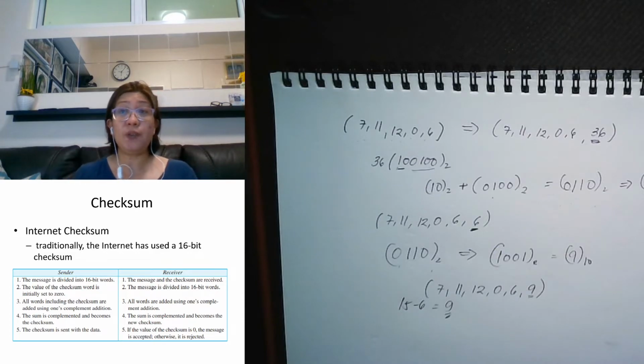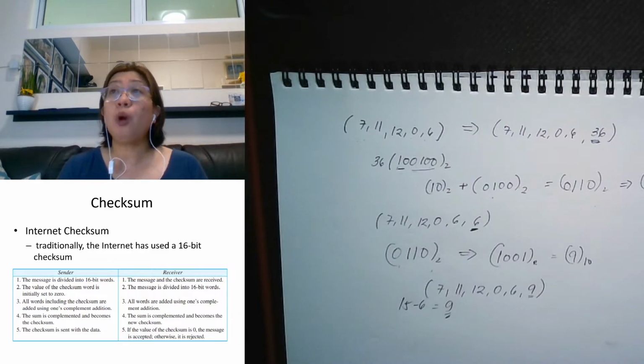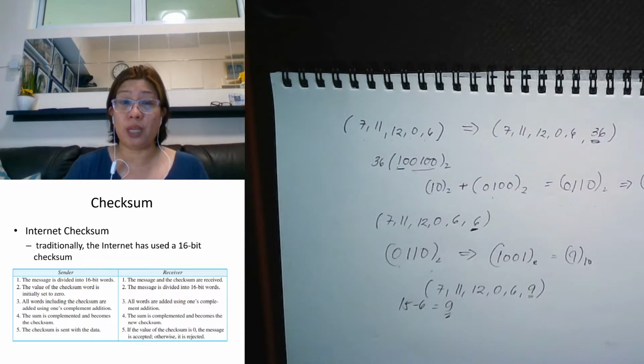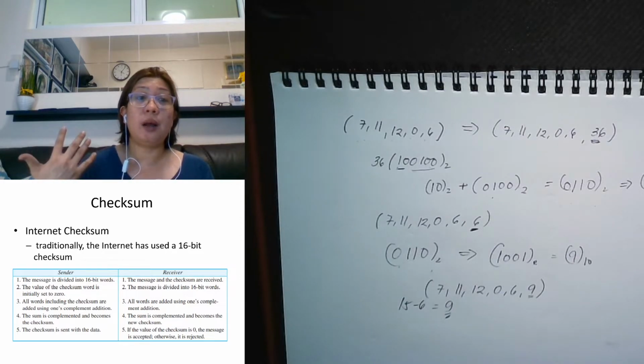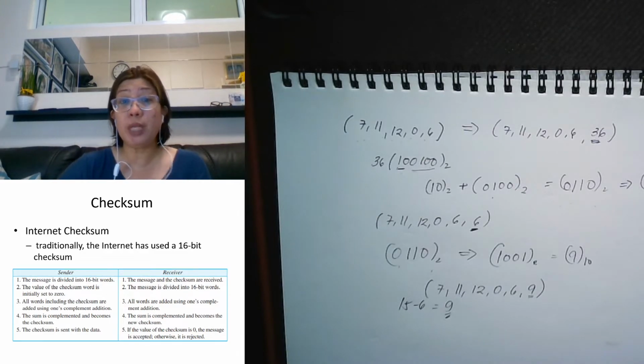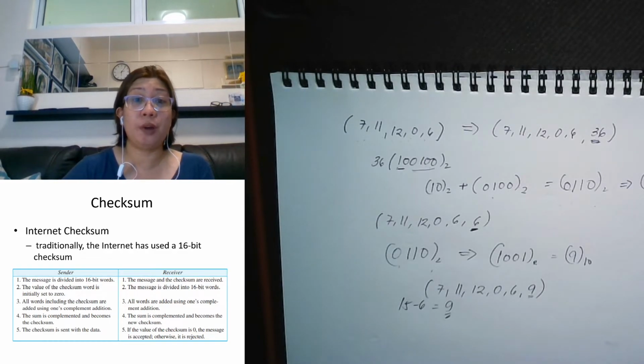At the receiver end, the message and the checksum are received. The message is divided into 16 bits since traditionally the internet has used a 16-bit checksum. All words are added using one's complement addition. The sum is complemented and becomes the new checksum. If the calculated checksum is 0, the message is accepted. Otherwise, it is rejected. So that is how the traditional internet makes use of a 16-bit checksum. In our example, we just use 4 bits for easier understanding.